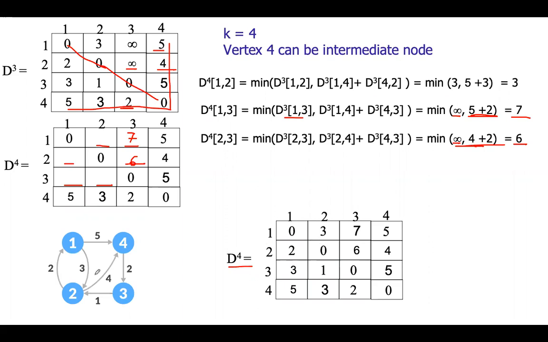Okay, so this is the graph. I'm in vertex 1. I want to find out the shortest distance to 2. 1 to 2 is 3, so that is fine. 1 to 3: I want to go to 3 from vertex 1. There is only one path, 1 to 4 and 4 to 3. That is total cost 7. Next 1 to 4: there is a direct edge with cost 5.